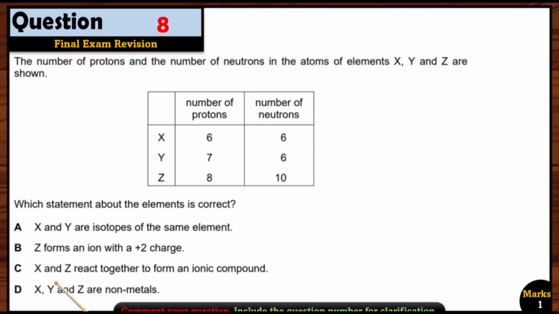Let's see C. X and Z react together to form an ionic compound. X and Z, let's see. No, that's not right, because X has 4 electrons in the last shell, right? Because the proton and electron numbers are equal. So if the first shell has 2 electrons, then the second shell, the last one, will have 4. So it's non-metallic. This one is also non-metallic because it has 6 electrons. Ionic compounds are not formed between 2 non-metals. They're formed between a metal and a non-metal. So this option is also not right. So we are just left with option D. That is right, of course, because this one has 4 electrons and belongs to group 4. This one belongs to group 5. And this one belongs to group 6. So they all are non-metals. So option D is the correct one.